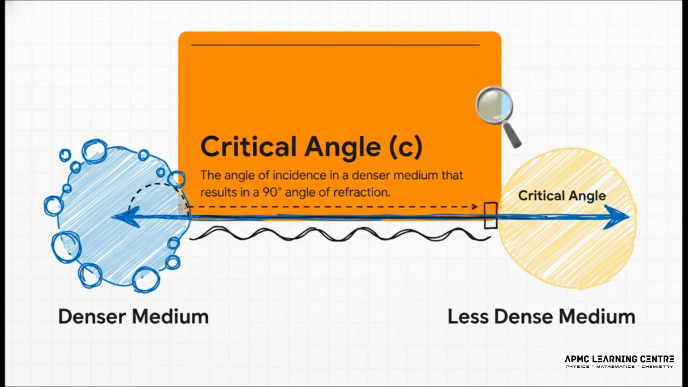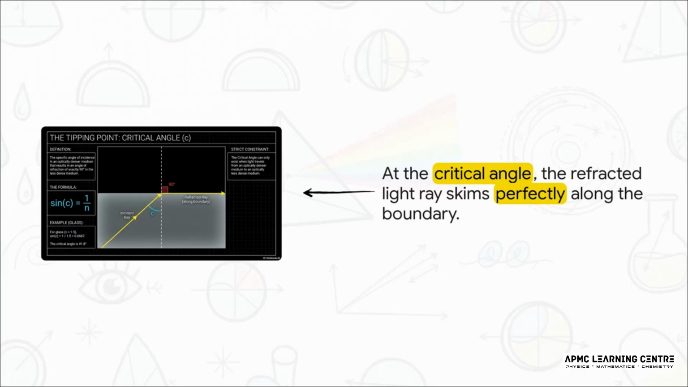It bends so dramatically that it ends up just skimming right along the surface, perfectly flat at a 90-degree angle. And you can see it perfectly right here. The light comes up from the denser stuff below, it hits the boundary at that magic critical angle C, and boom, the exiting ray just travels right along the edge. It's like it's teetering on a razor's edge, right between escaping and not.